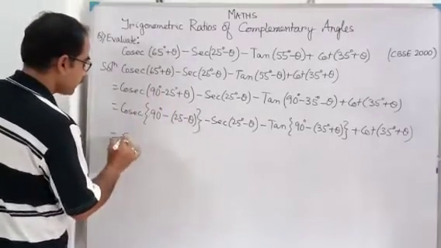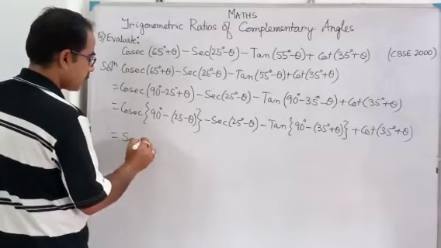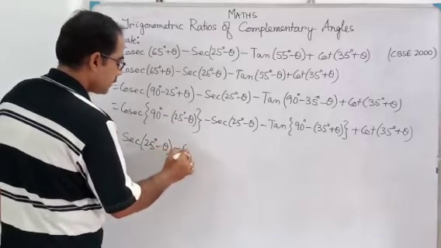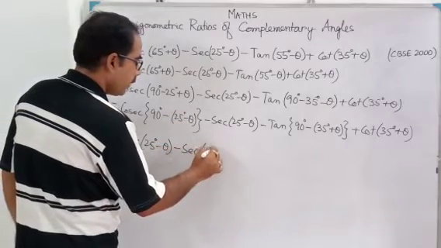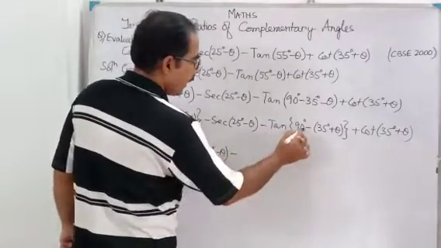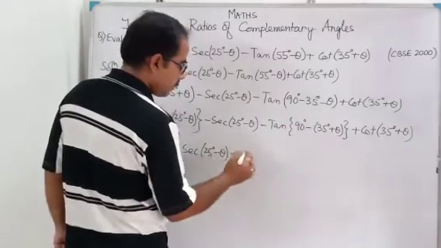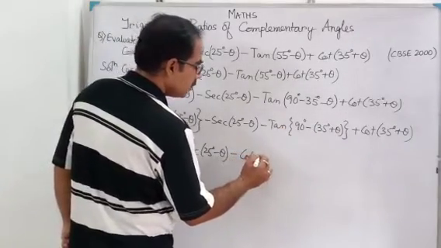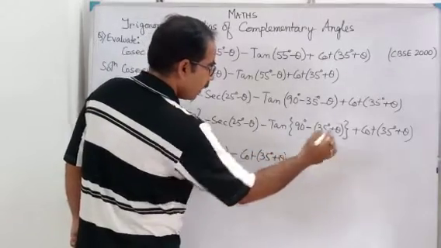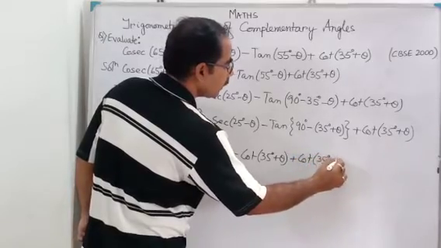Sec theta, and here theta means the new theta, this one. So sec 25 degree minus theta minus sec 25 degree minus theta. Tell me yes or no. Minus tan 90 minus theta. New theta is this one. So tan 90 minus theta means what? Cot theta, that is 35 degree plus theta, and already it is there, plus cot 35 degree plus theta.